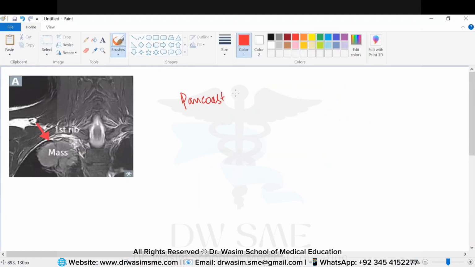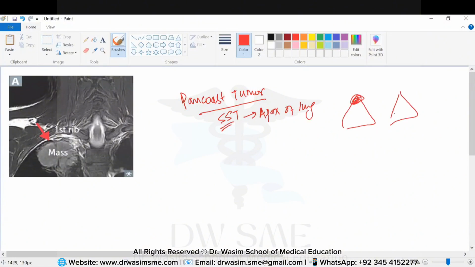Pancoast tumor. Pancoast tumor is also known as superior sulcus tumor because it affects the apex of the lung. So if this is the lung and if this is the lung, it affects this apex of the lung. And the most common tumor is non-small cell lung carcinoma. This is the most common tumor in the Pancoast tumor.